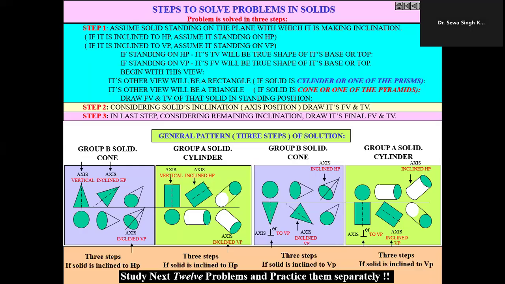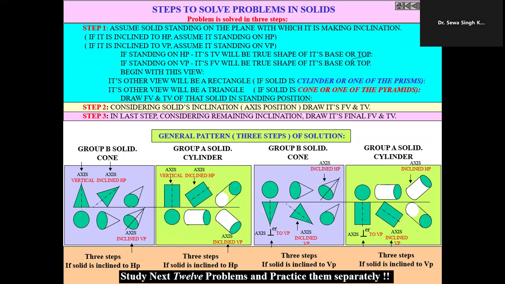When we have a solid having axis inclined to both the planes, it is solved in three steps. So these are steps. Step number one, in first step, we have to assume the solid standing on the plane with which it is making an inclination. For example, if it is inclined to HP, we have to assume it standing on HP. And if it is inclined to VP, we have to assume it standing on VP. When we are drawing it standing on HP, we will see true shape of base in top view. When it is standing in VP, front view will be the true shape of base.